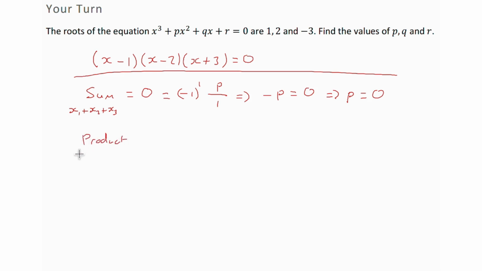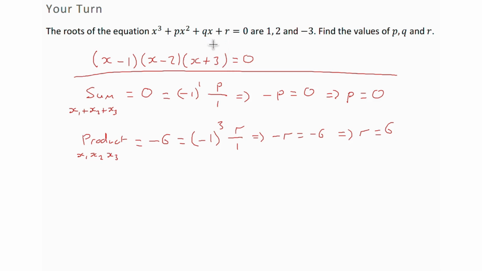Using the product of the roots, that is x1, x2, x3, multiplying these together, we get minus 6. From the formula, we know that this is minus 1 to the power of, well, 3 things are being multiplied, so to the power of 3. And it's going to be 1, 2, 3 steps back, so that's r. So that means that minus r is equal to minus 6, which means that r is equal to 6. So we've worked out p, we've worked out r.